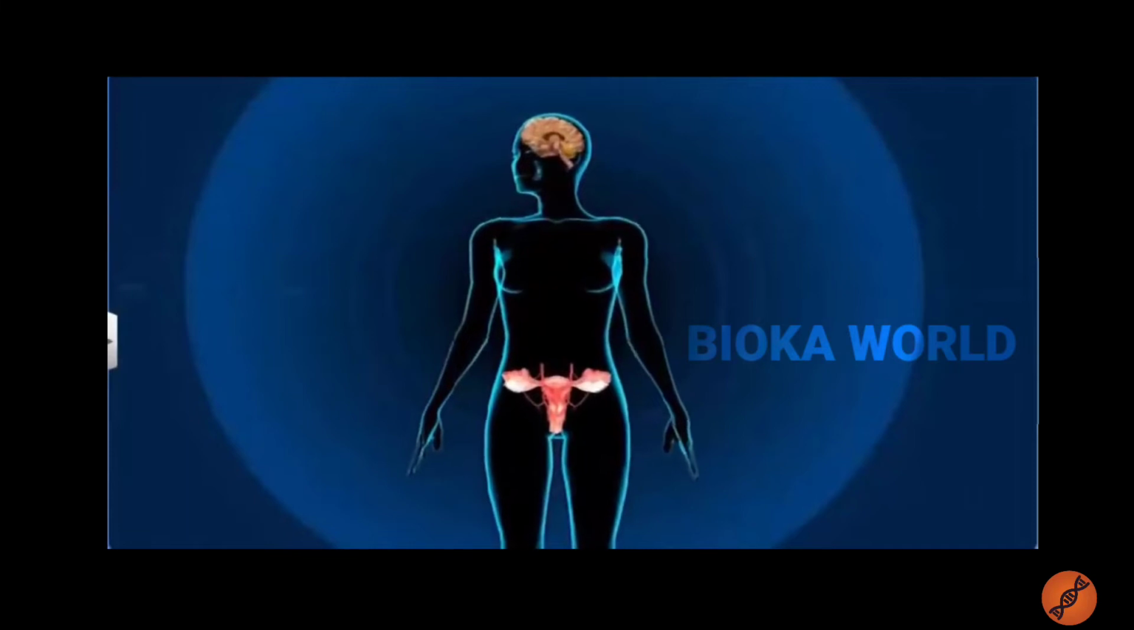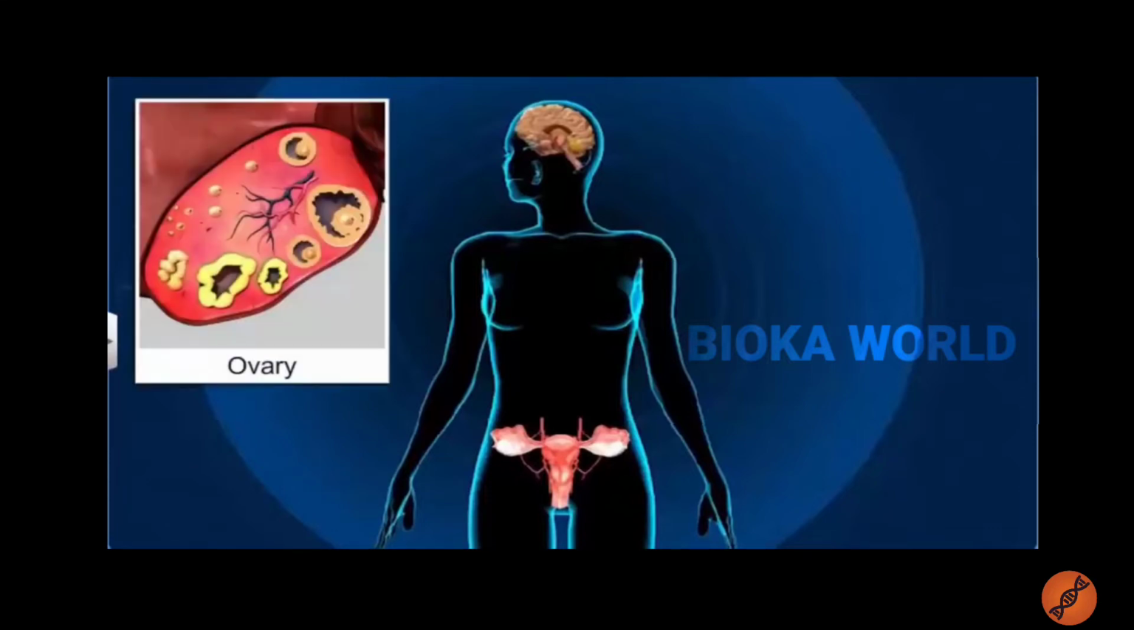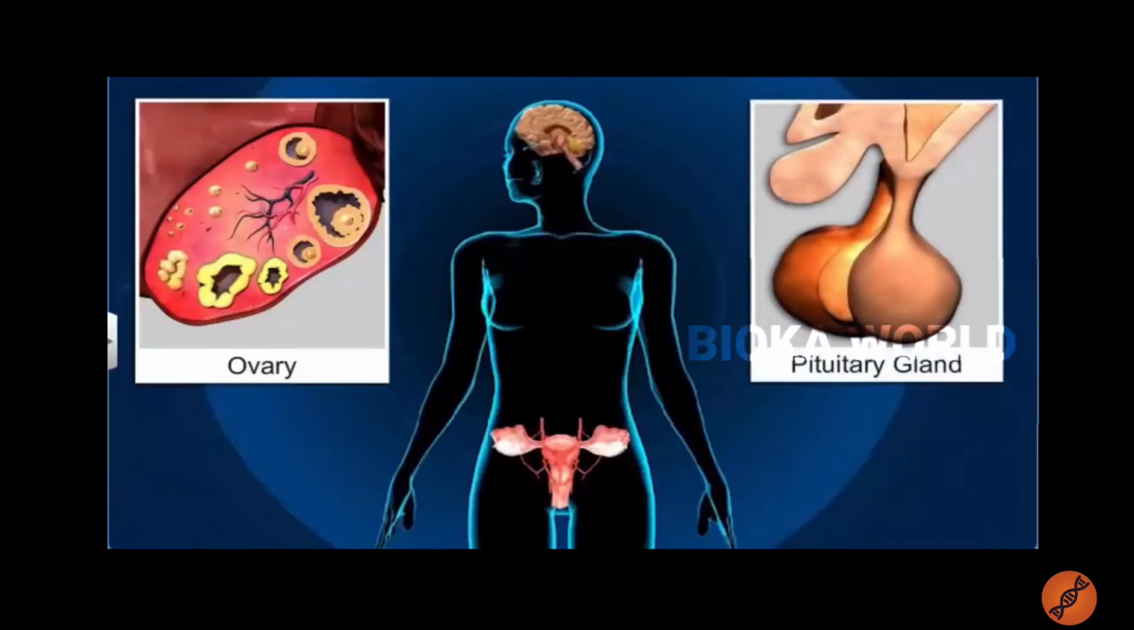The menstrual cycle is an important process in women's body, and it consists of 4 phases which are controlled by the hormones released by the ovary and the pituitary gland.